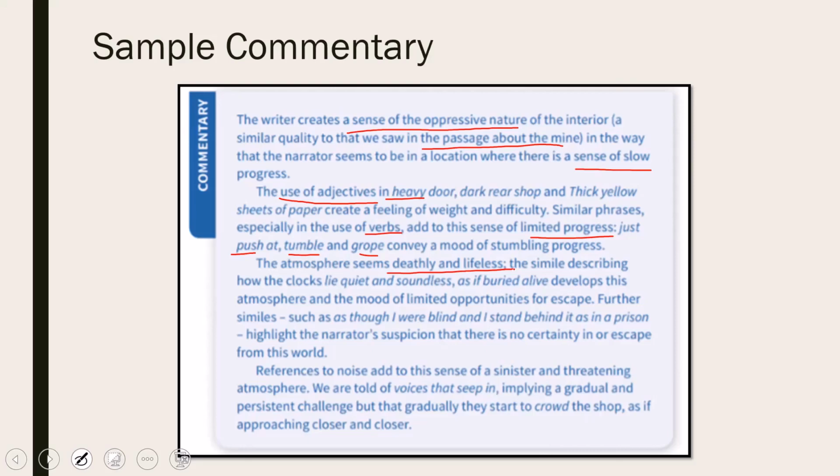So you can write in your own wordings, but the same PQC must be there. This is the way that person has attempted the question, okay? Attempted one simile or one point there. Further similes such as, as though I were blind and I stand behind it as in a prison, highlights the narrator's suspicion. There is no certainty in or escape from the world. Okay, that was all about sample commentary. I mean, this is how you put your words in. It's not that difficult.